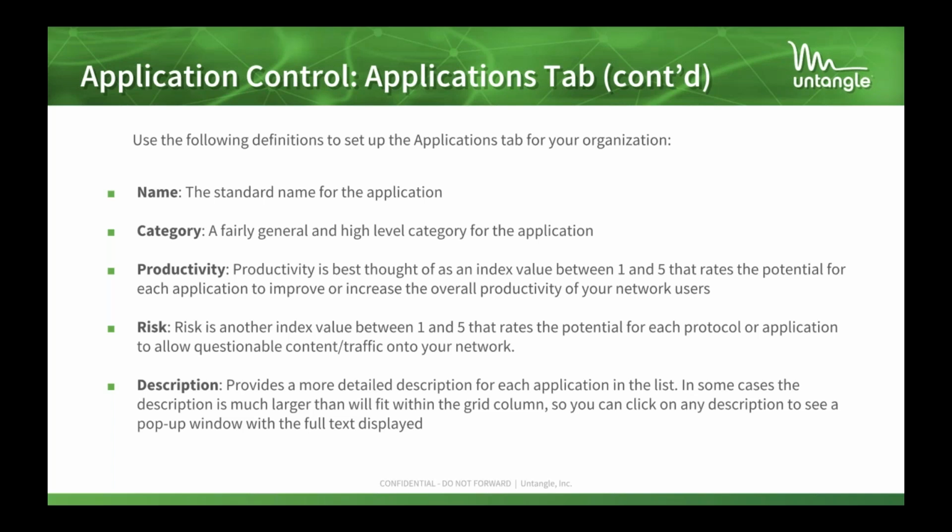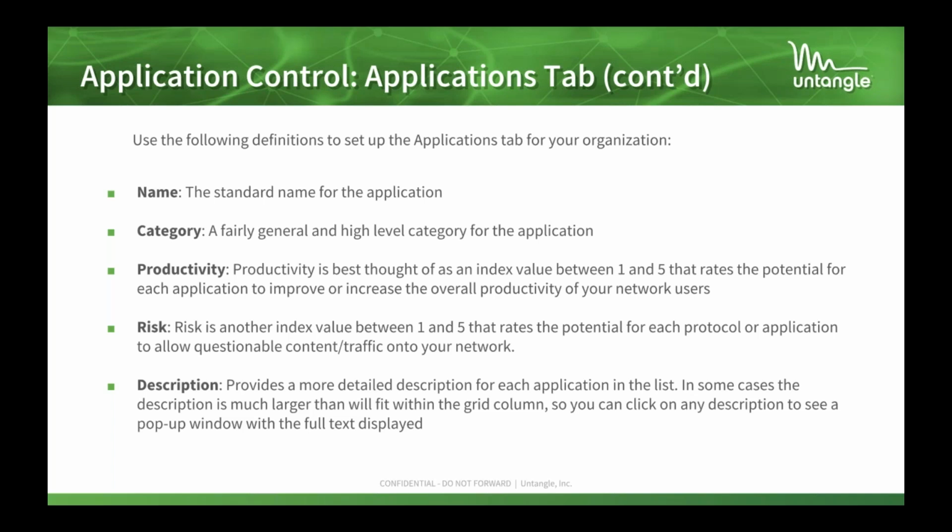So productivity is kind of best thought of as an index between 1 and 5 that rates the potential for each app to improve or increase overall productivity of your network's users. So think of it as work apps versus fun apps. Games, social networking, those are rated pretty low on the productivity scale. Things like Java, GitHub, things like that are rated really high.